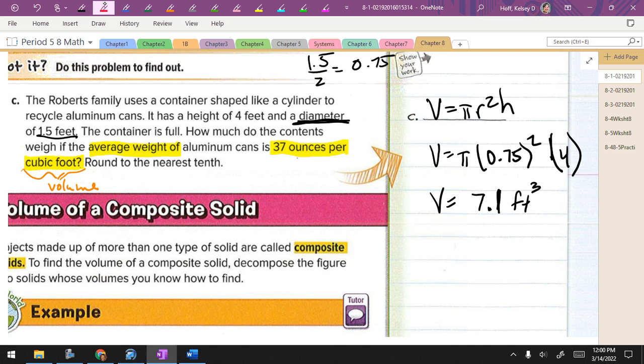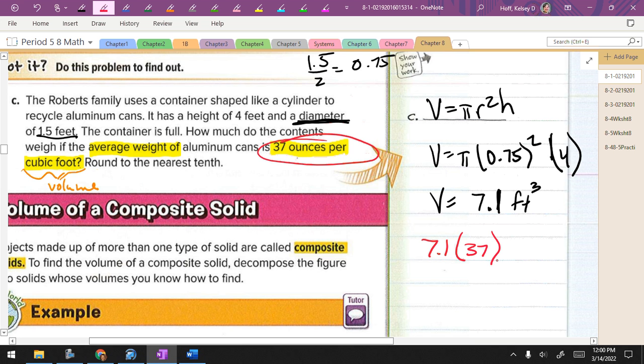All right. Now I need to convert that volume into weight. So I need to take 7.1. Don't take the big, huge, long decimal. Take 7.1 times 37. What do you get? 262.7. Anybody else? Now be careful.